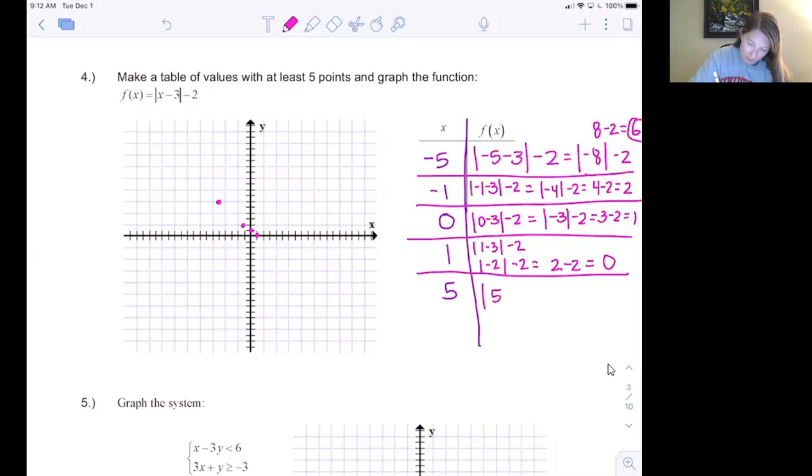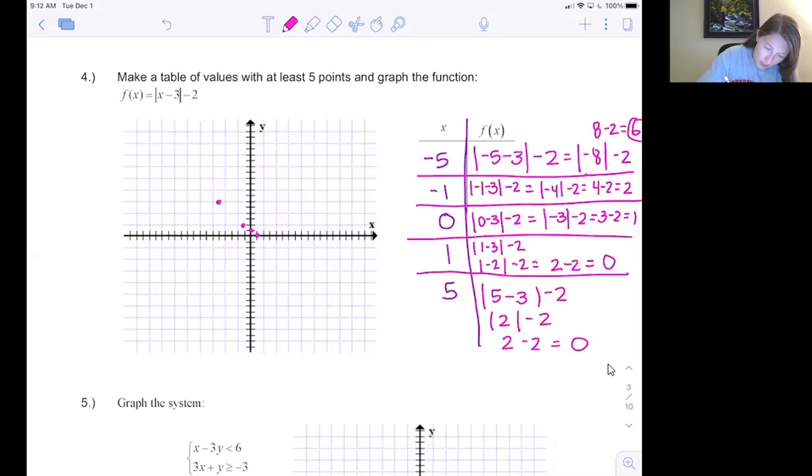So I've got 5 minus 3 minus 2. 5 minus 3 is just 2. So absolute value 2 minus 2. So the absolute value always makes it positive. It doesn't change the sign. So I've already got a positive, so I don't do anything. It's just 2. So absolute value of +2 is just +2 minus 2 equals 0.